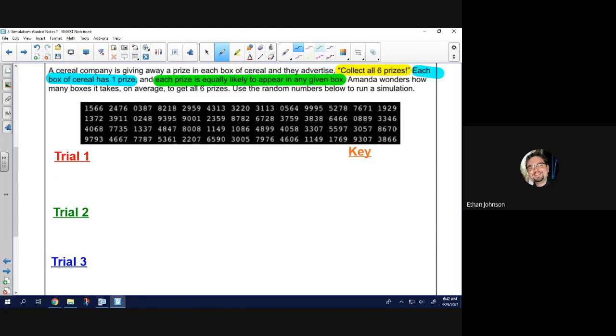So first and foremost, we need a key. So what numbers do we want to use? So I'll say numbers. Well, we're starting off at 1, and I need to know my max. Well, there are 6 prizes, so I'll say 1 through 6 are prizes, which is what we want.